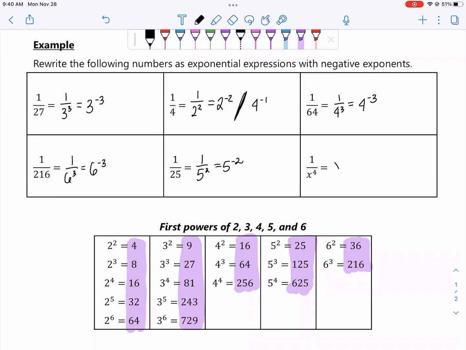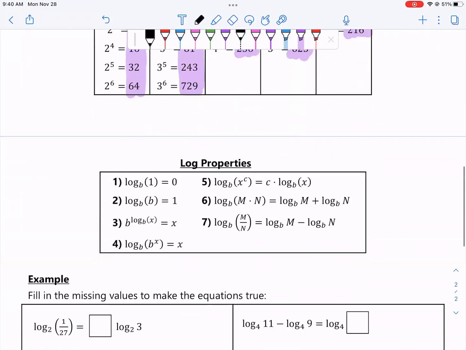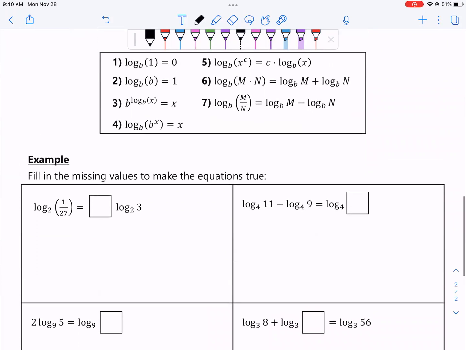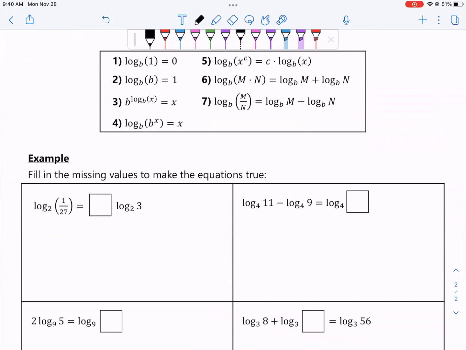1/x to the 4th is x to the negative 4. Right? And that's our review of negative exponents. So having said all that, let's do some of these fill in the blanks. Fill in the missing values to make the equations true. Here are all of our logarithm properties. That'll do it for us.